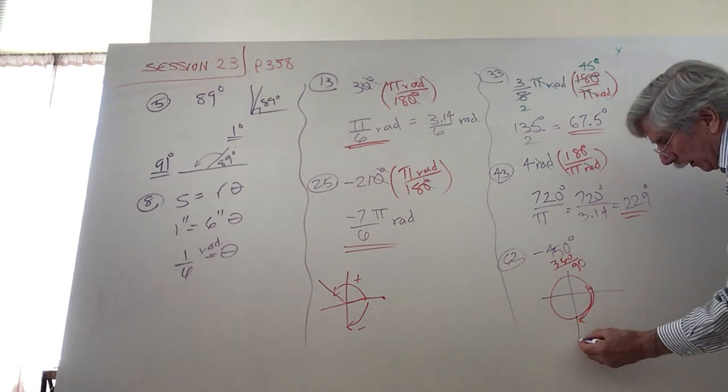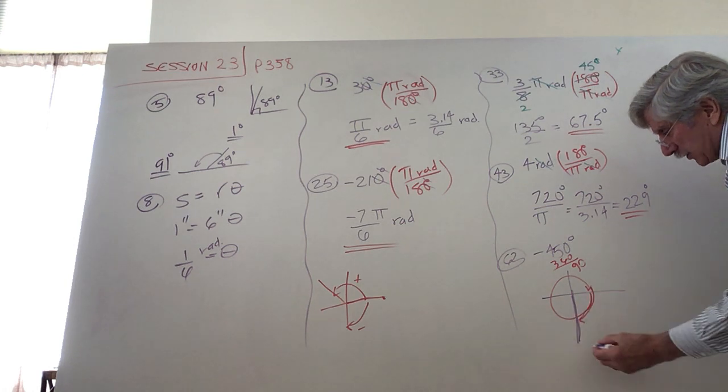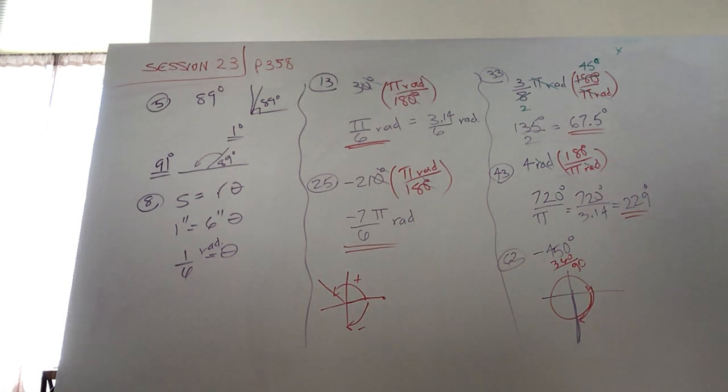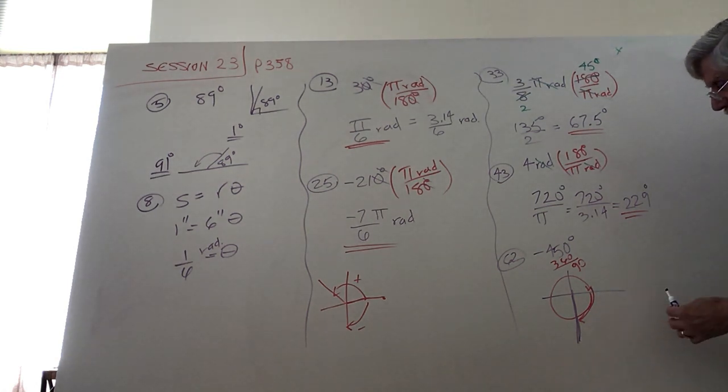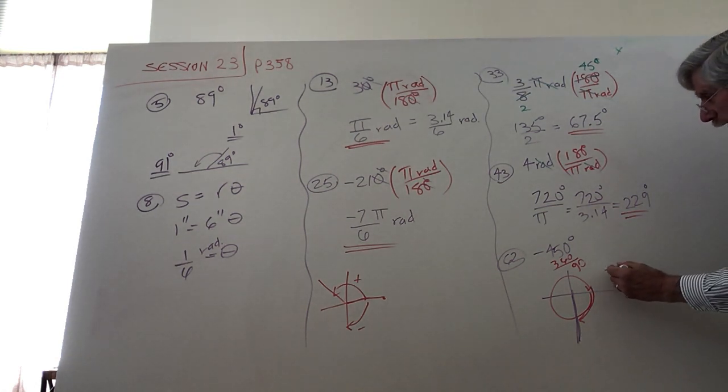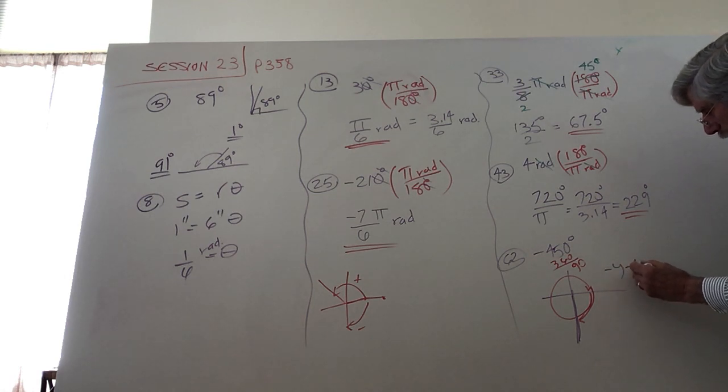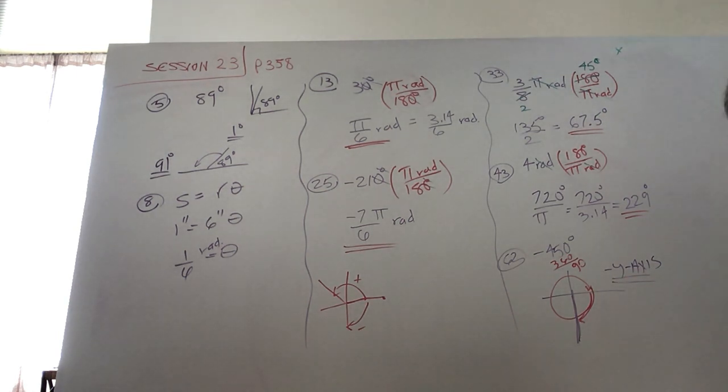And where are we at 90? Well, we're right here, aren't we? And that's the negative y-axis. So the question was, is this going to be on the axis or in some quadrant? In this case, it's called quadrantal. So we say instead that it's just on the negative y-axis, okay? So the negative y-axis should be a good answer for us for number 62.